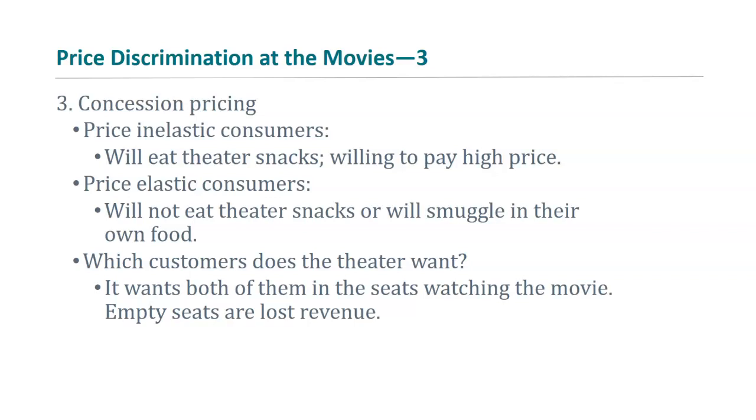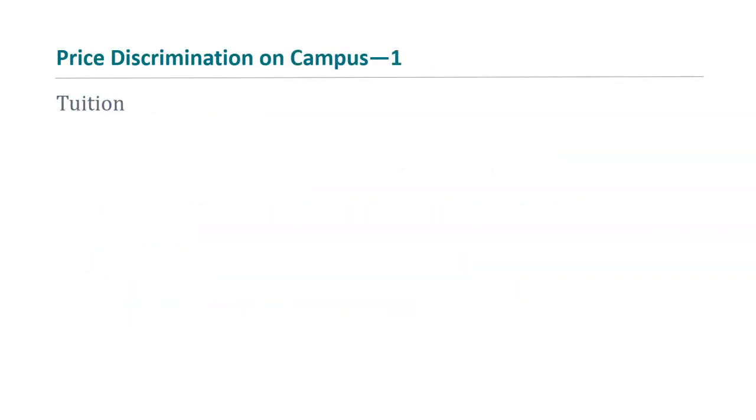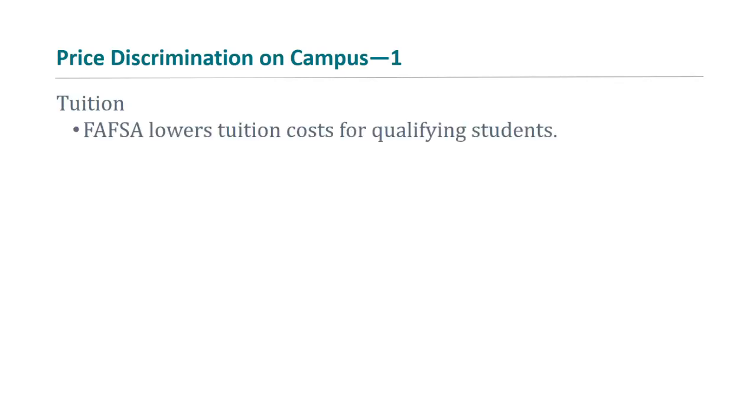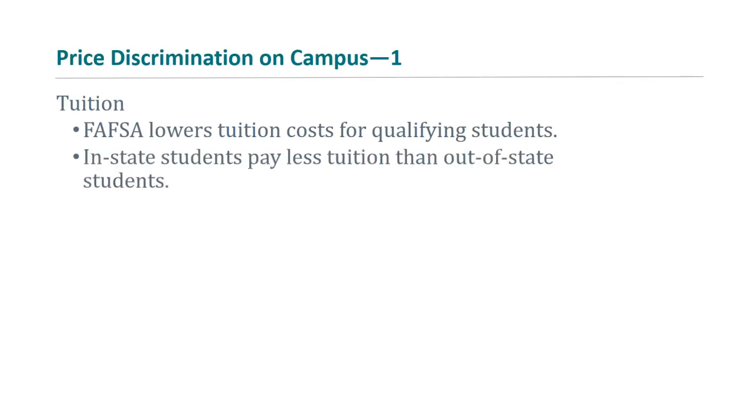So movie theaters are really good at price discrimination, and other folks who are good at price discrimination are college campuses, right? In terms of tuition, sometimes federal aid will lower tuition costs for certain students. In-state students pay less than out-of-state students. Why is that?